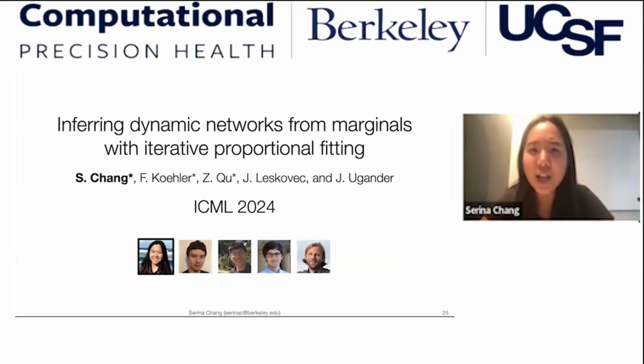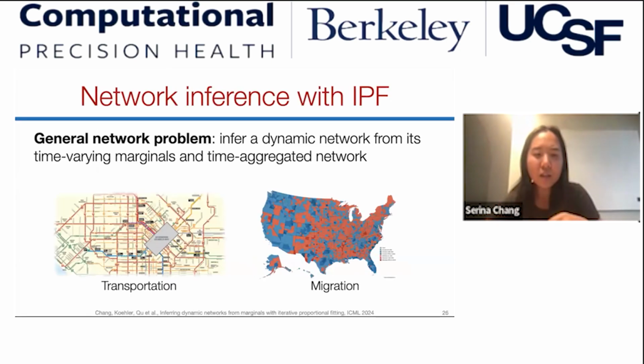And since the methods are quite rich here, we actually wrote a whole second paper thinking about this IPF algorithm and what it means in the context of inferring these dynamic networks from their marginals, which I'll talk about briefly here. This is work co-led with Fred Kohler and Jiaonan Xu, who published in ICML this year. The first thing that we noticed in this work is that this problem that I just described with SafeGraph data is actually a more general network problem, which I would define as inferring a dynamic network from its time-varying marginals and its time-aggregated network. And this appears wherever it's easier to observe the outer parts of the network, so basically the totals of the network, but harder to observe the interior.